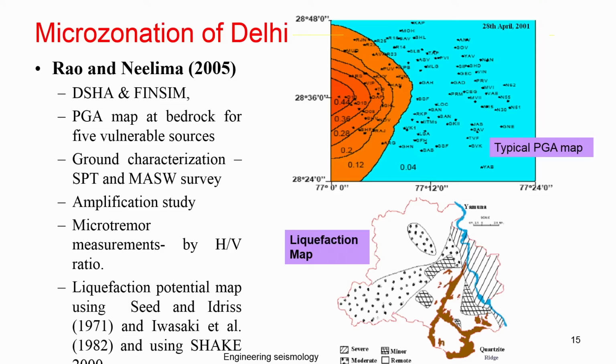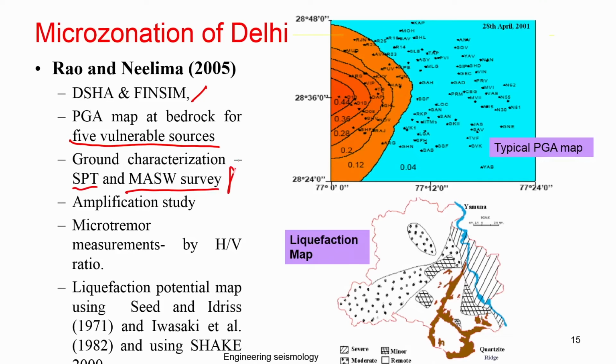Finally, they produced a map which shows different hazard levels. They even used simulated synthetic ground motion, which is useful or required for site response studies. So, they developed a PGA bedrock map, and said that 5 zones can be arrived from this one. Then they measured soil properties using SPT and MASW, and amplification studies.